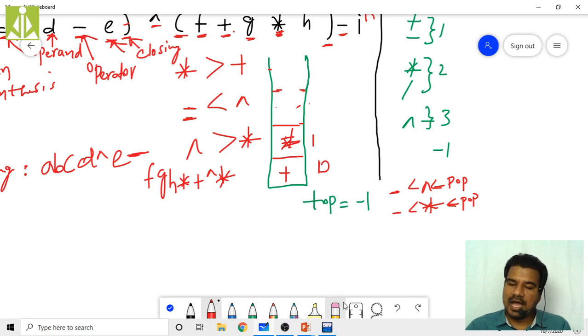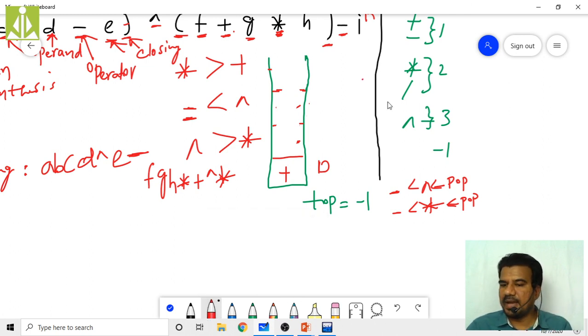So my stack, after popping that, will become something like this. Now at the top of the stack, I have plus. So again, I have to deal with this minus. Still I am here only.